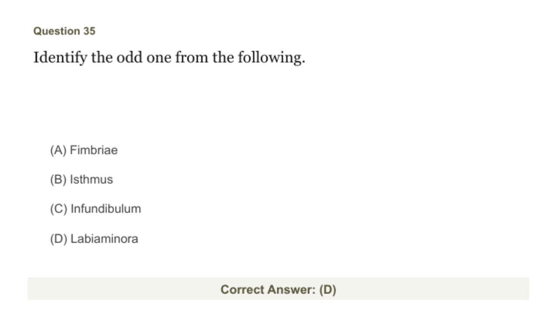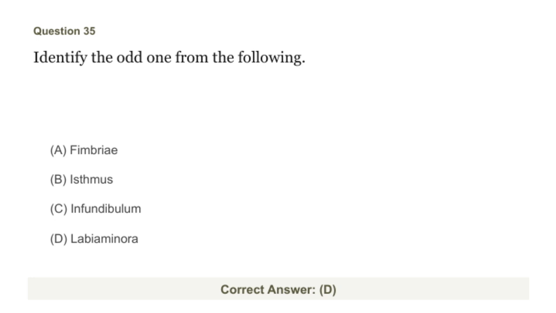Now, the labia minora, on the other hand, are part of the external genitalia, not directly involved in the transport of eggs or fertilization. This makes it the odd one out among these options. So, the correct answer here is D, labia minora, because it's different in function and location compared to the other structures. Understanding these distinctions is important, as it helps us grasp the anatomy and physiology of the reproductive system more clearly.